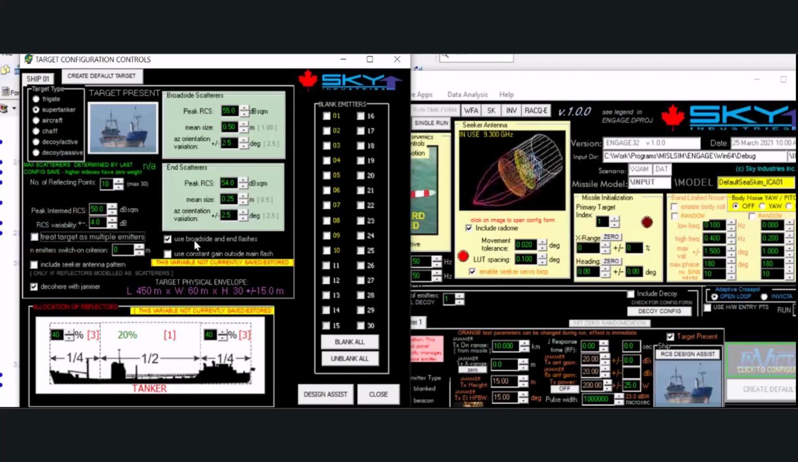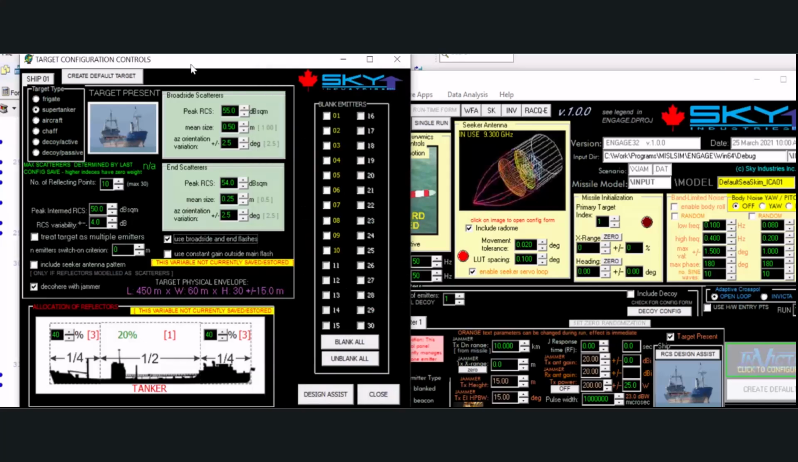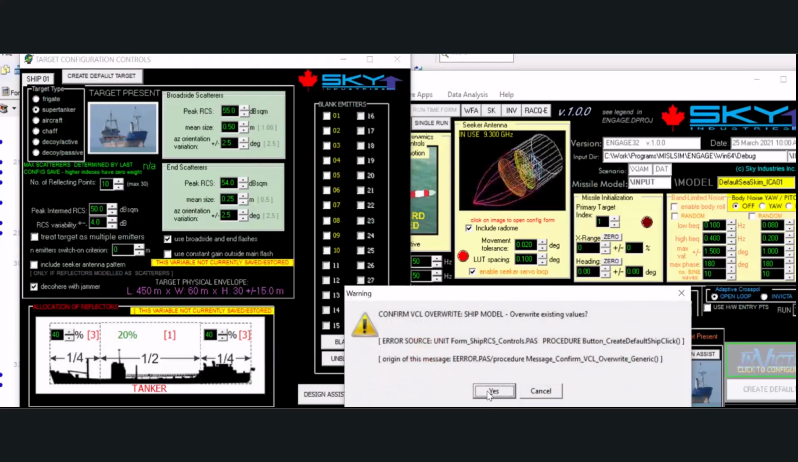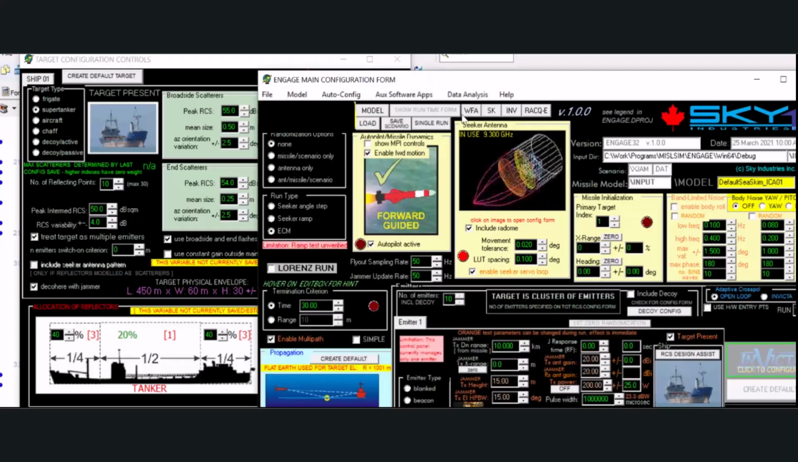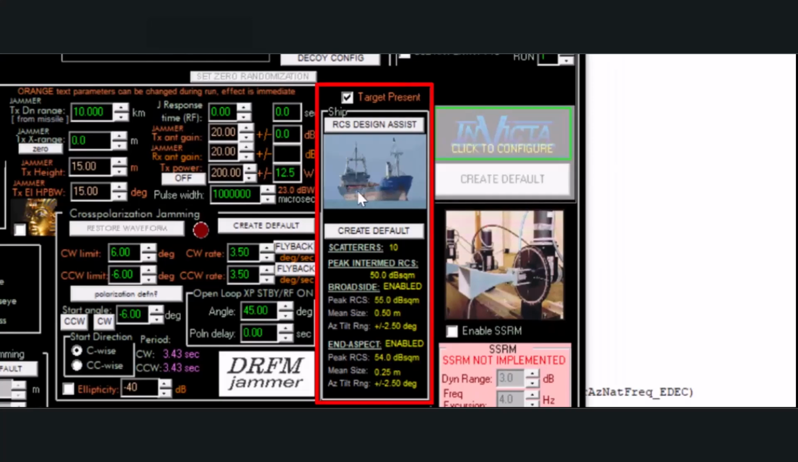So you have the option of using broadside flashes or not, and if you look it up in the book, you can see what's in there. Let me close this. Let's stick with the supertanker. Create default, yes. And I'll click save. And I close this. There's a summary here, so you don't have to keep pulling up this form. This is a summary of what's on that form, so you don't have to go looking for it.